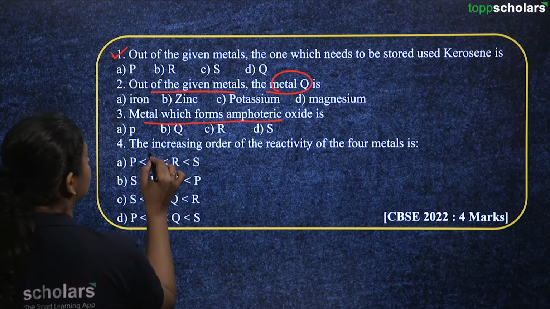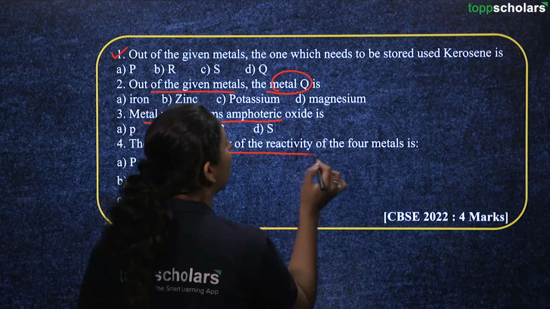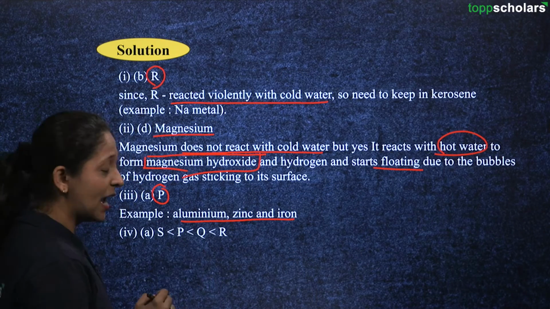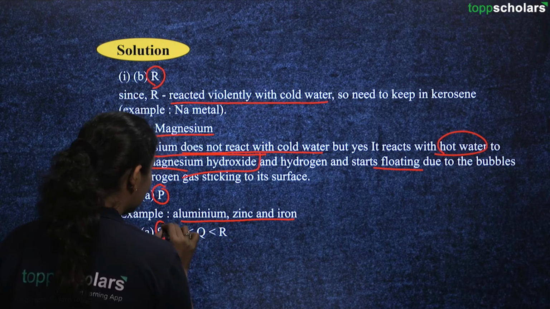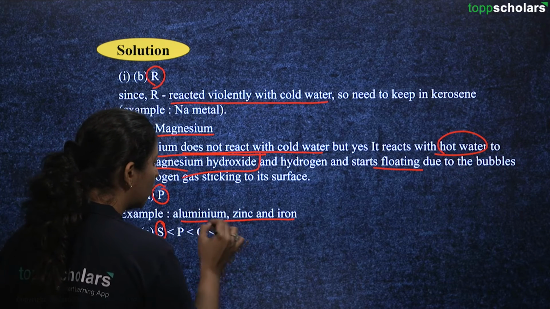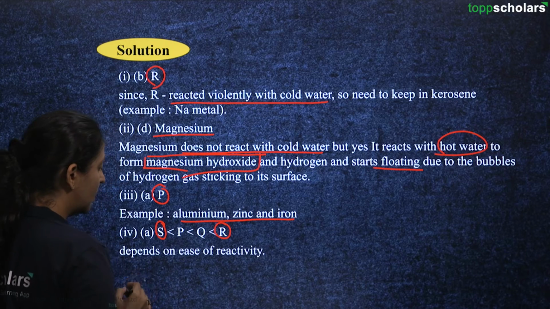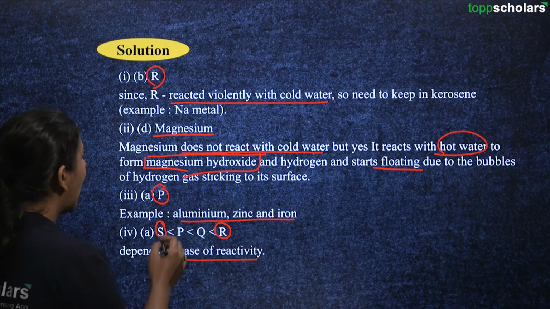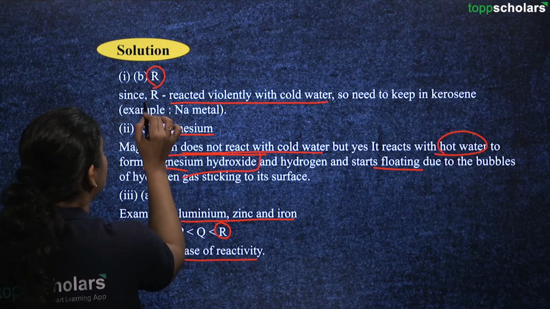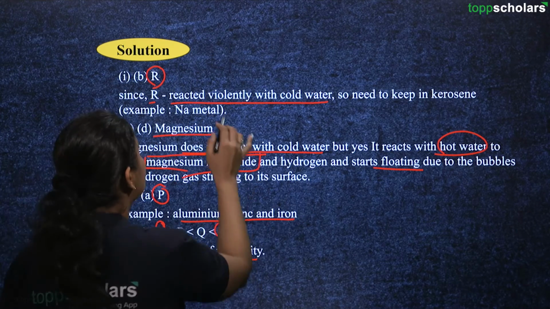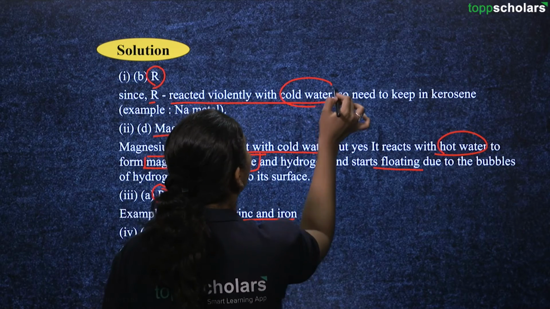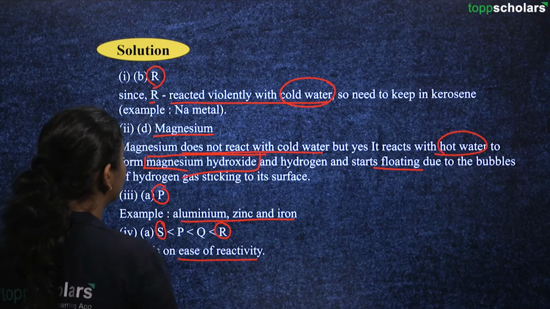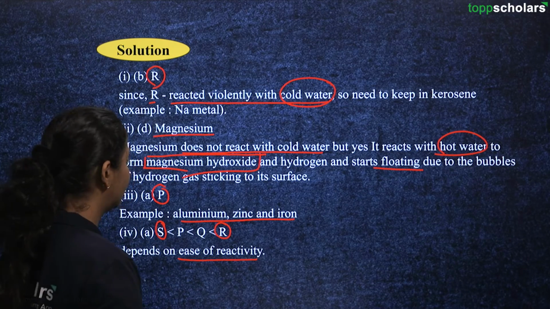And in the last question, students, you have to determine the increasing order of reactivity of all four metals. So if you look at the reactivity, S is the least reactive and R is the most reactive metal. It depends on the ease of reactivity that we observe. R is showing more reactivity; even in the question it is given that it reacts highly with cold water. So R is the most reactive one, whereas S will be the least reactive one.